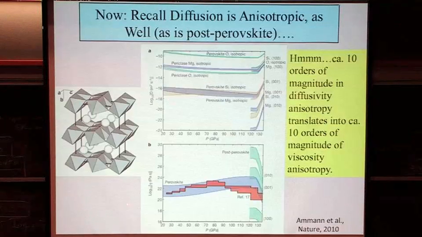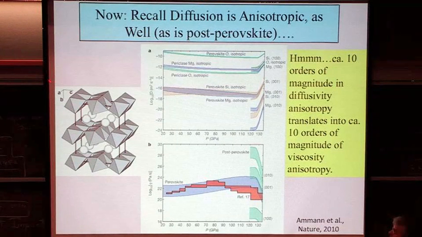Let's look for a second. This is a post-Perovskite structure right here. And this is the b-axis along here, which corresponds to 010. And if you just look at this structure, you can imagine that, let's say we had a vacancy right here. Moving a magnesium across this sheet of silica polyhedra right here is going to be awfully tough. It's got a barrier in there.